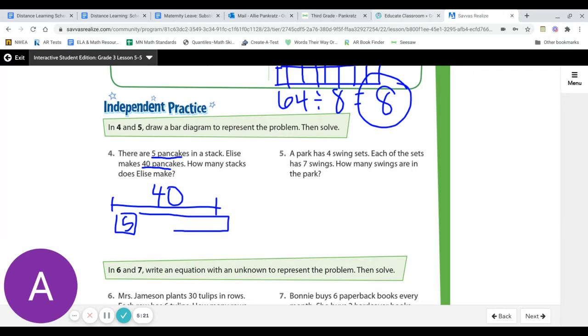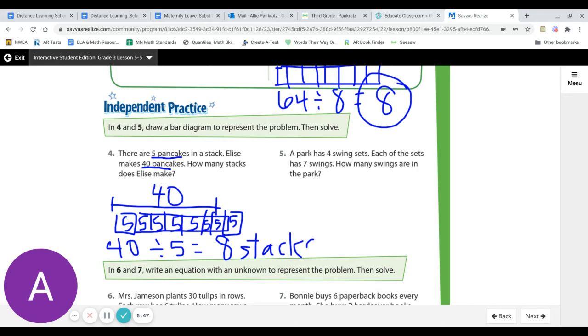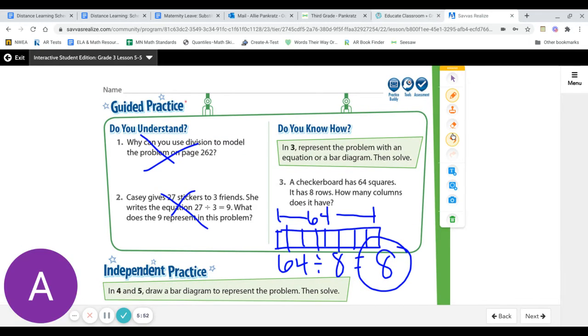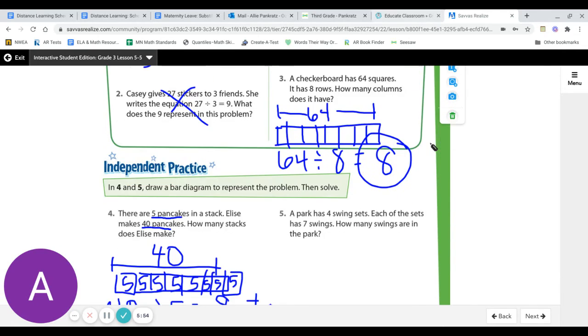So now I know down here I will split it into 8. 1, 2, 3, 4. There'll be 5 in each. Not quite even, but that's okay. So we'd have 1, 2, 3, 4, 5, 6, 7, 8. So I know that 40 divided by 5 per stack would give us 8 stacks. I'm going to erase this one so I have more room for my next one.